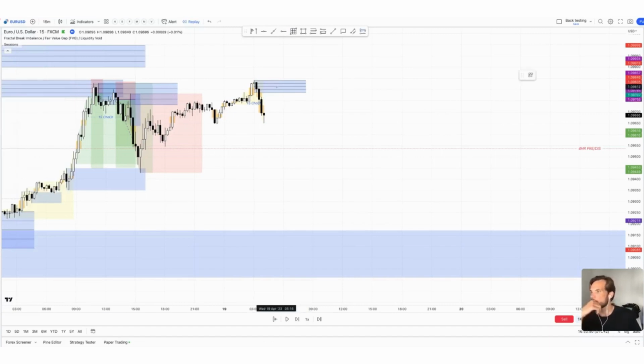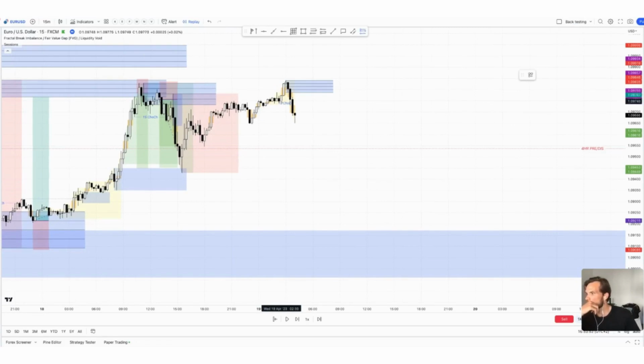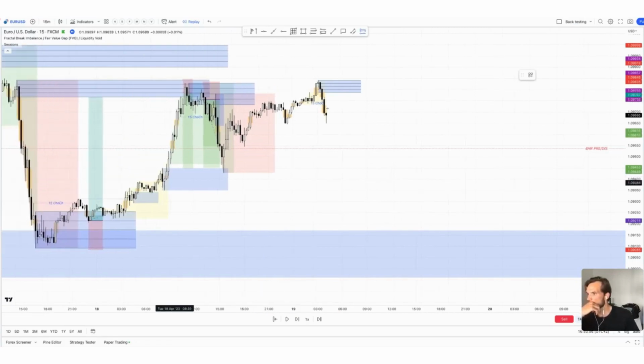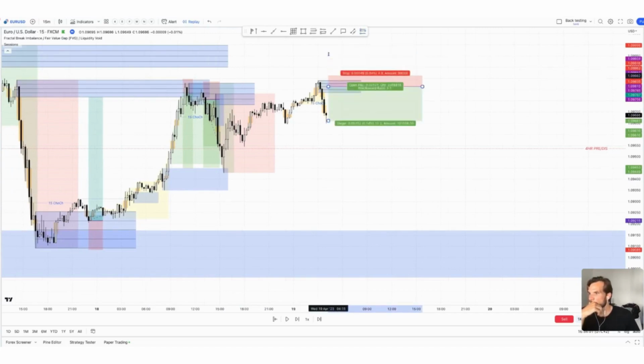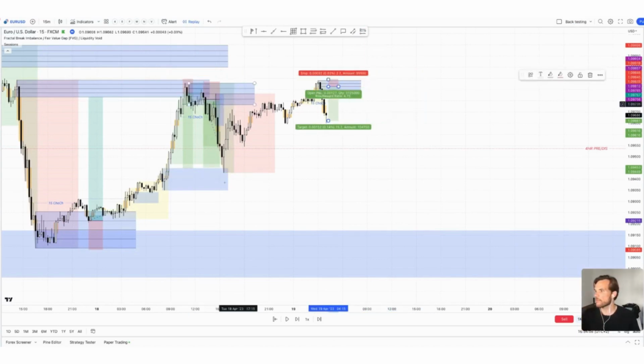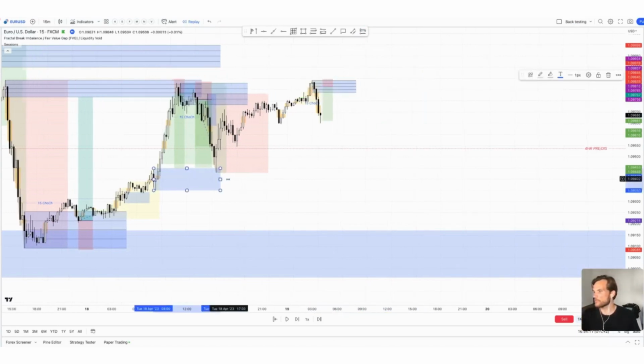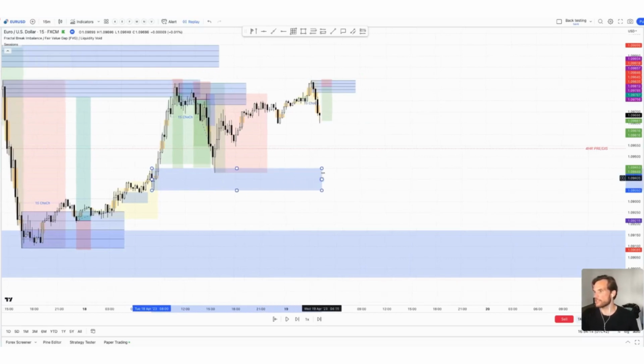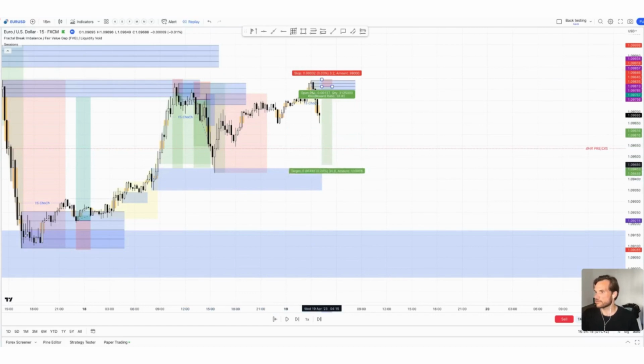So just trying to think what the target for this is. We still have this. Yeah, I guess we'd probably be looking at that. That's where it gets tricky with targeting, because we still have this partially unmitigated. Yeah, let's just target that again. Maybe sweep these lows. There's a bit of liquidity there.